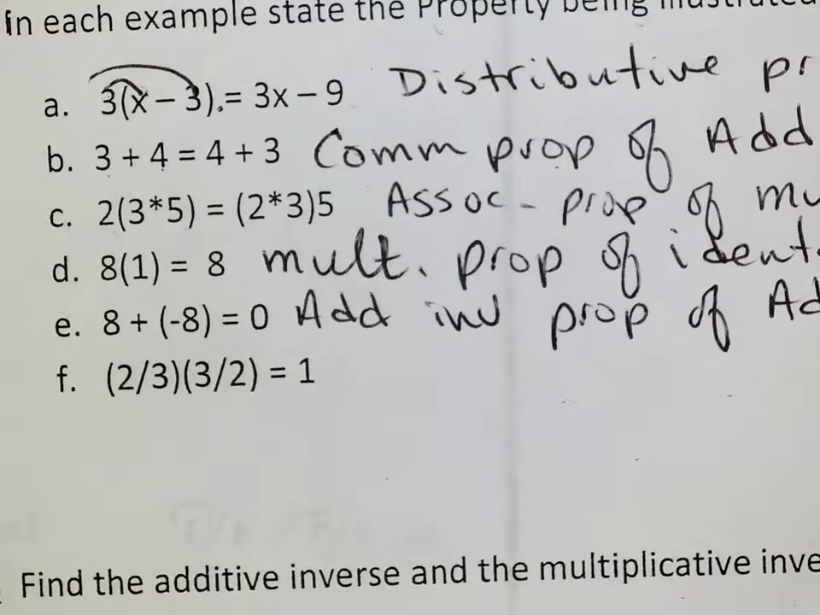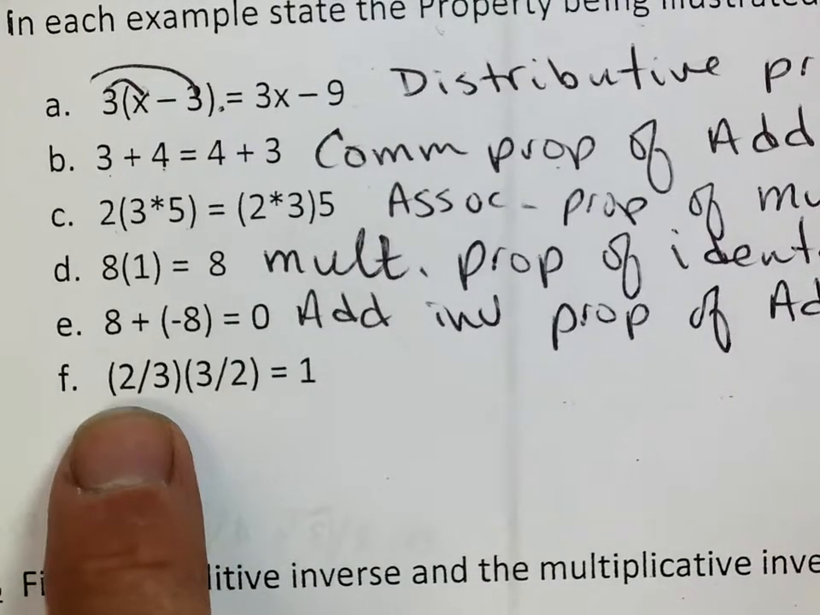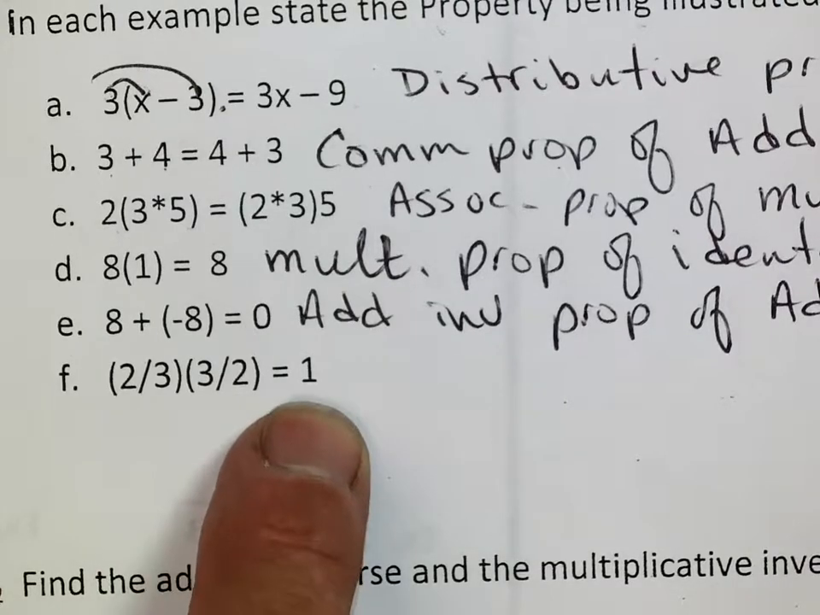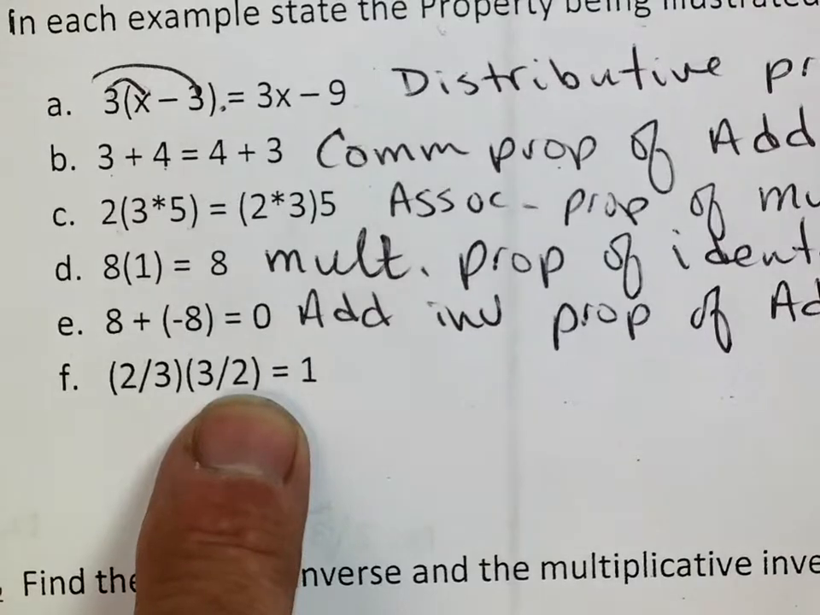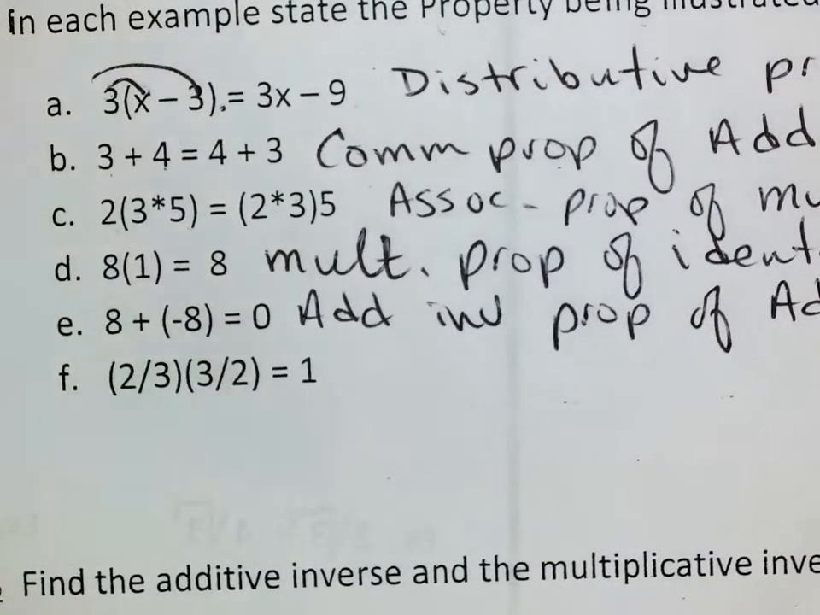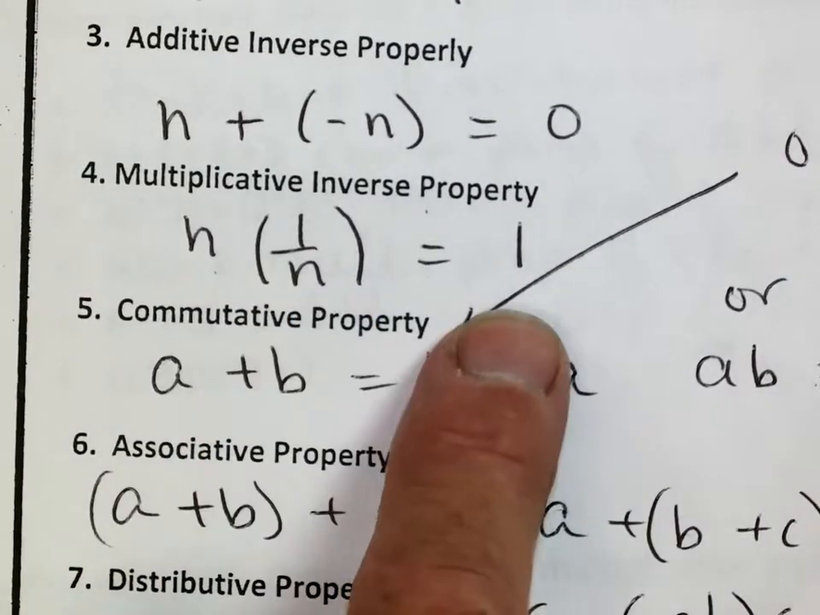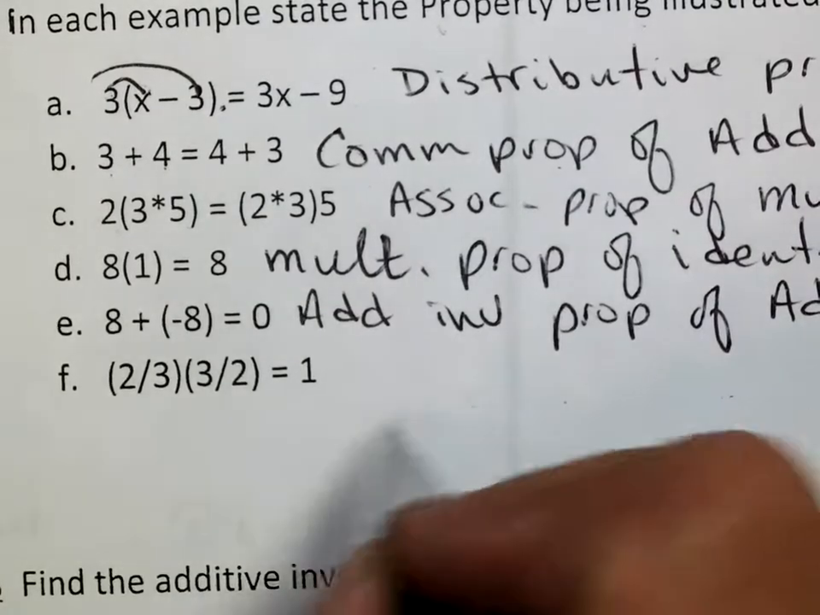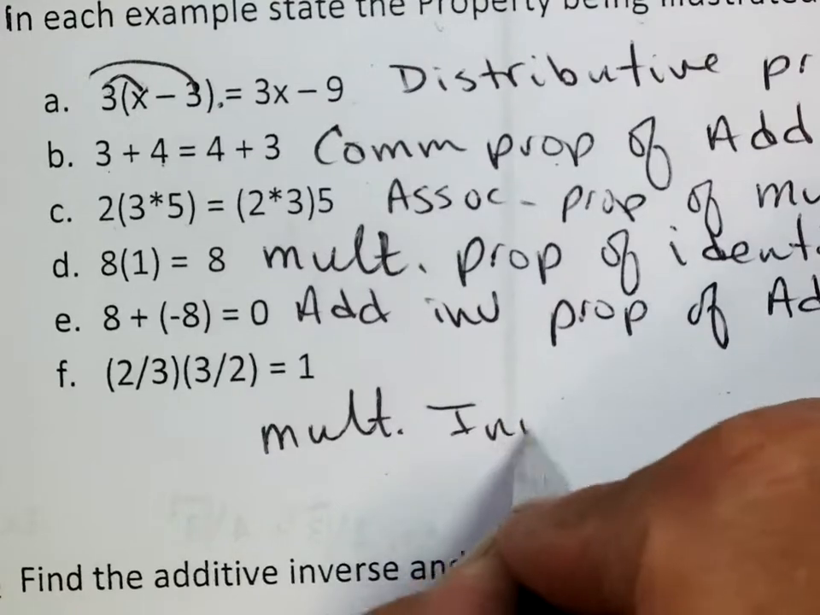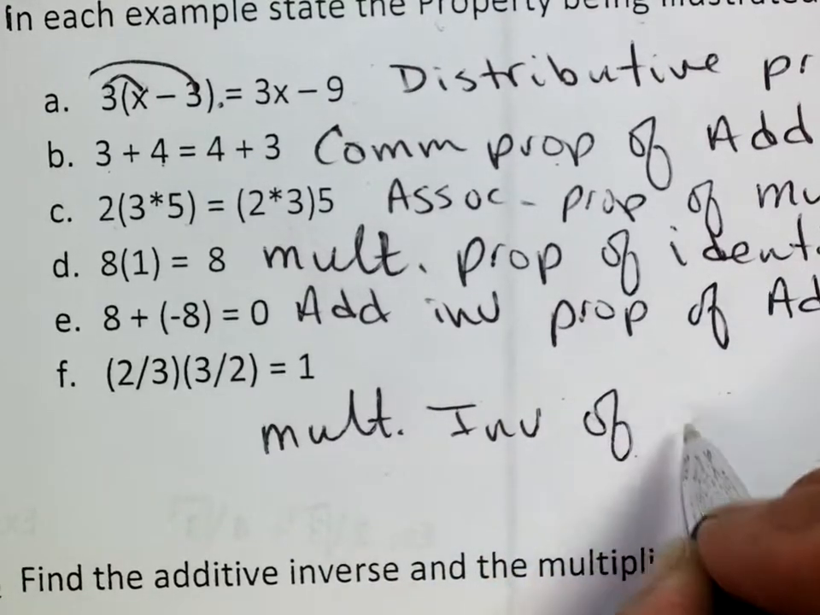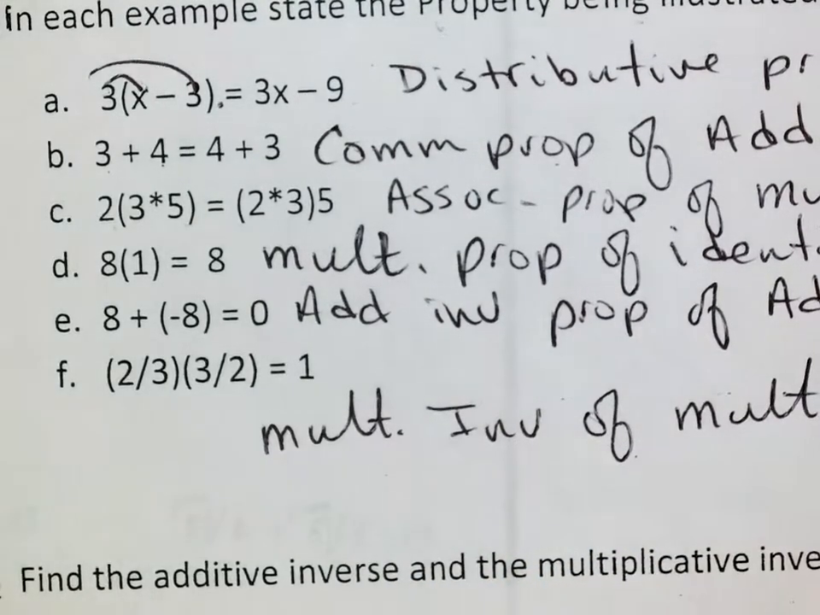Okay. And then lastly, 2/3 and 3/2 gives me 1. The opposite of 2/3, or its inverse, is 3 over 2, right? It's multiplicative inverse. So if I take a look, it's this multiplicative inverse because it equals 1. So we're just going to go for multiplicative inverse of multiplication. Okay, how's that for abbreviating?